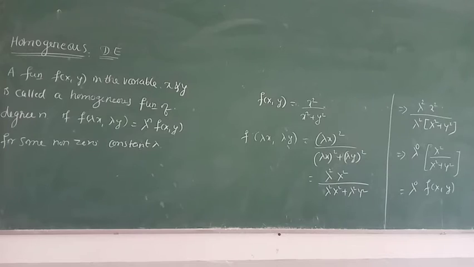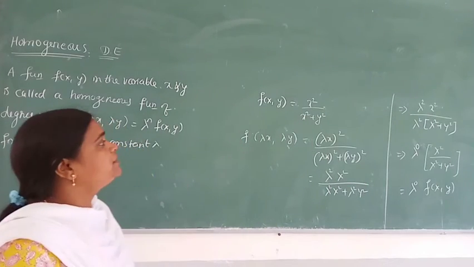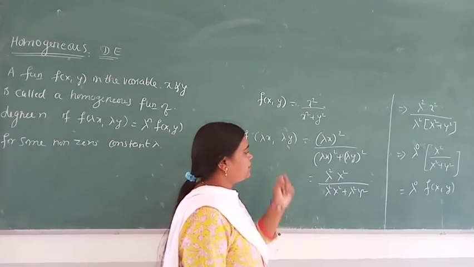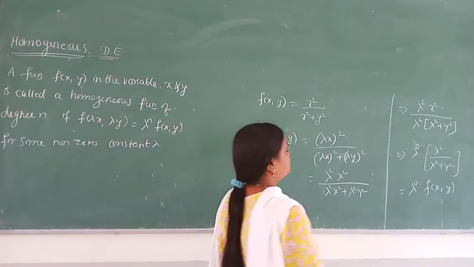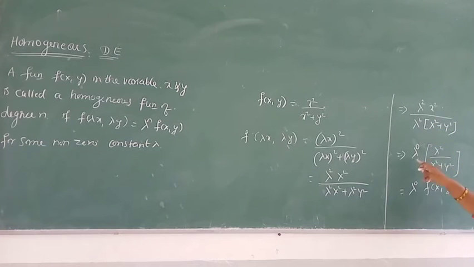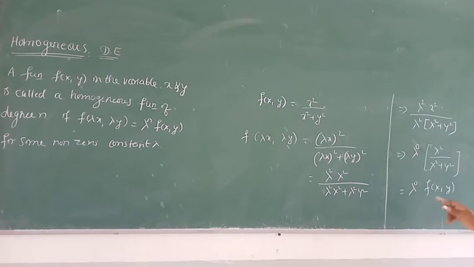Understood? See the definition. If f of xy is the function x square by x square plus y square, if we replace x by lambda x, y by lambda y, we will get lambda square x square by lambda square into x square plus y square. Lambda square gets cancelled, and we get lambda to the power 0 f of xy form. The same form we get. Means we say that it is a homogeneous function of degree 0.